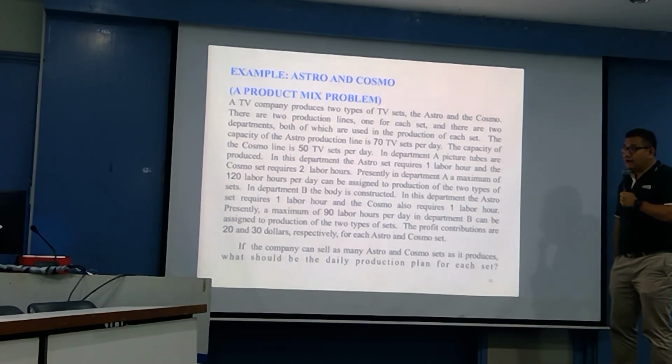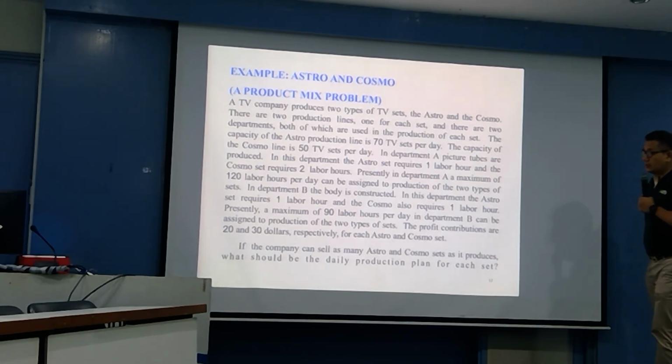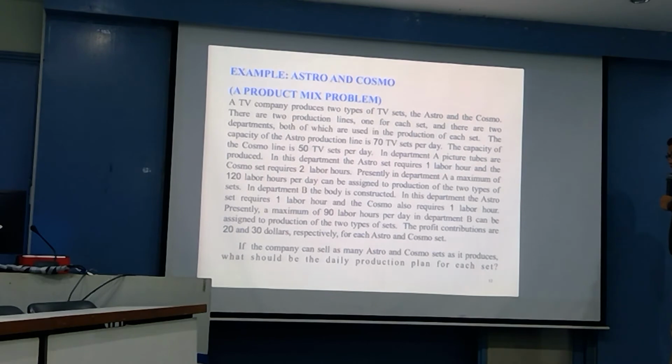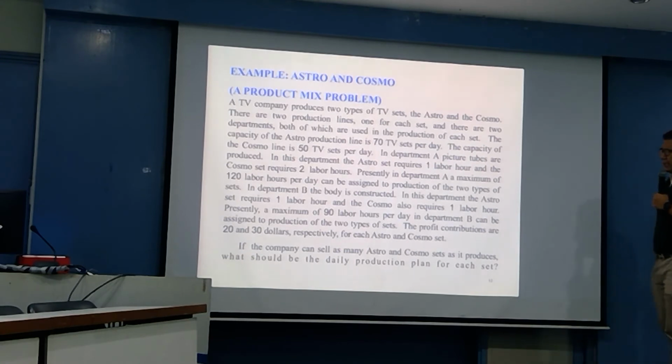We have capacity for Astro is 70 TV sets per day. The capacity for Cosmo is 50 TV sets per day. Department A is about a picture tube. One Astro set requires 1 labor hour, and one Cosmo set requires 2 labor hours. And they have available a maximum of 120 labor hours for this department A.